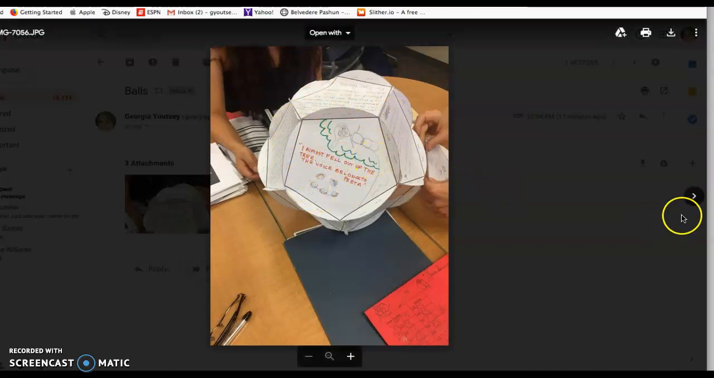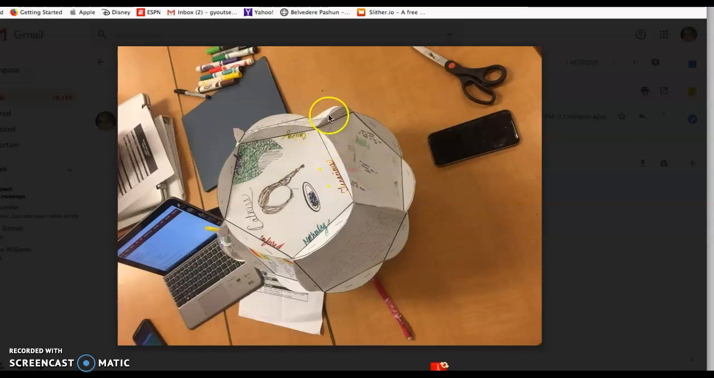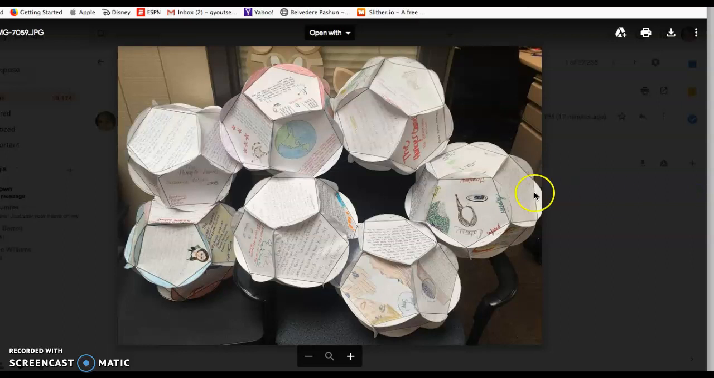I have another picture. It looks like this. See how we can see the illustrations and the content, and then the tabs are stapled together, and it has created a big, beautiful ball. And of course, here is a multiple ball photograph of the Bloom's balls. This is a beautiful technique or assignment to use in a classroom.